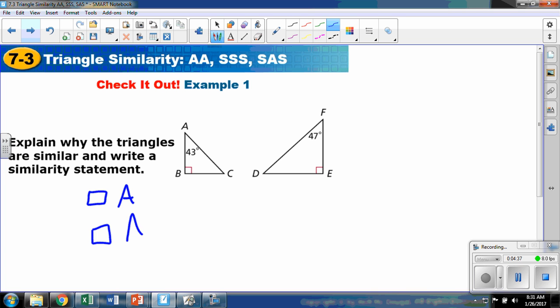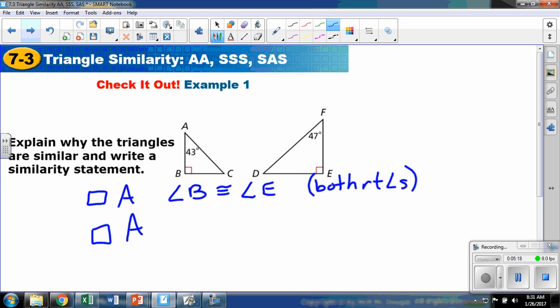Again, we can use angle-angle. Where do we get our first pair of congruent angles? And what are they? Angle B would be congruent to angle E because they're both right angles. Of course, 43 does not match 47. So we can't say A is congruent to F. They're not the same size.